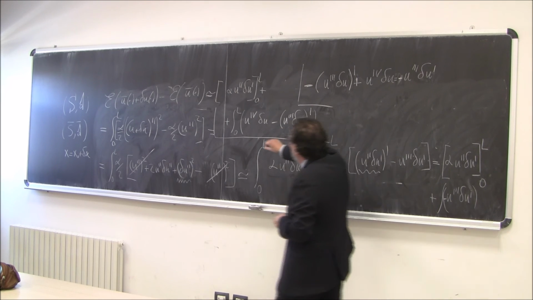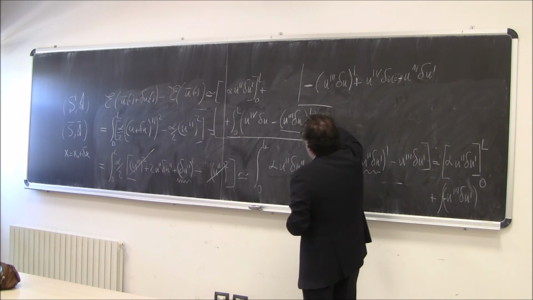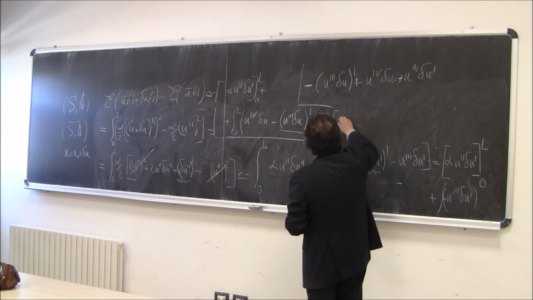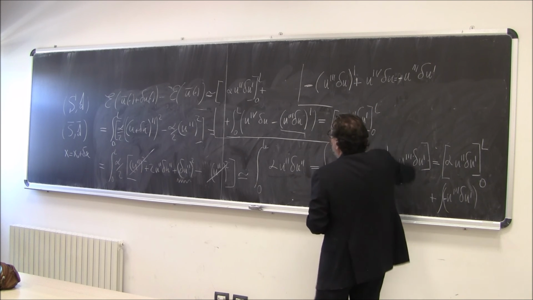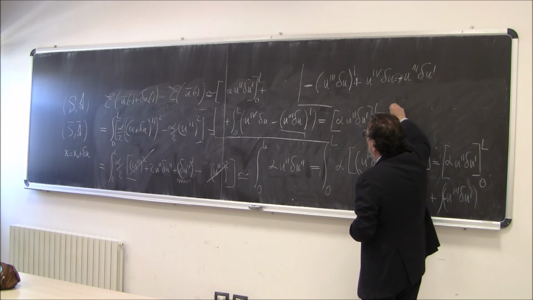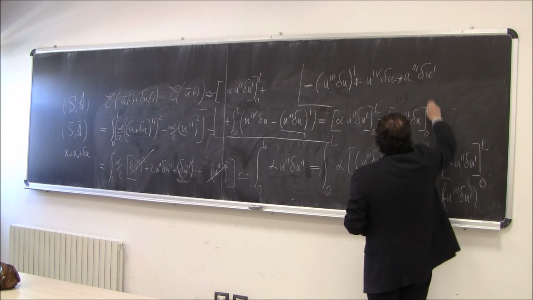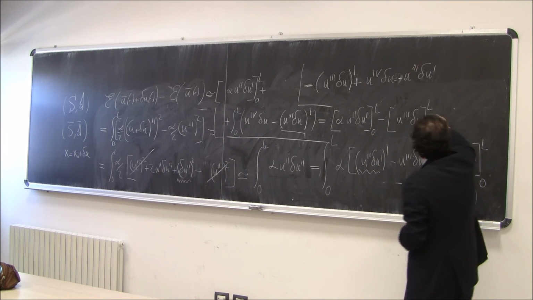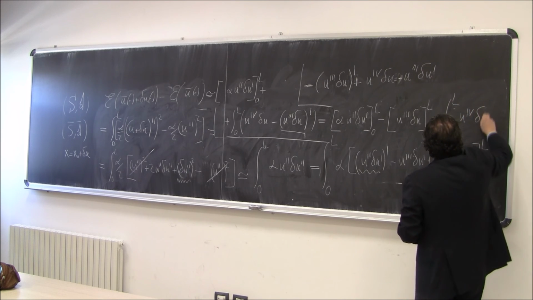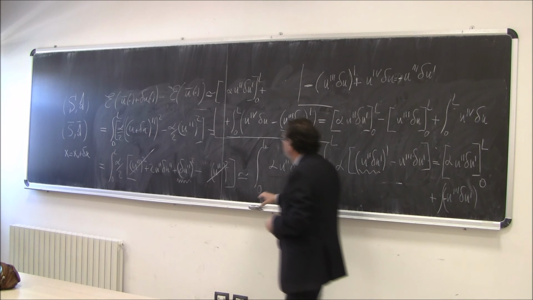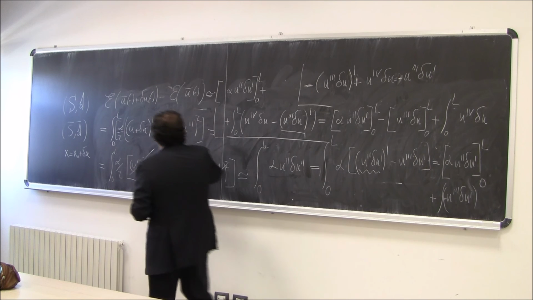Okay. The integral of this derivative, so we have alpha u second delta u prime between 0 and L, minus u third delta u between 0 and L, plus the integral between 0 and L of u fourth delta u. So I erase everything which is not needed.